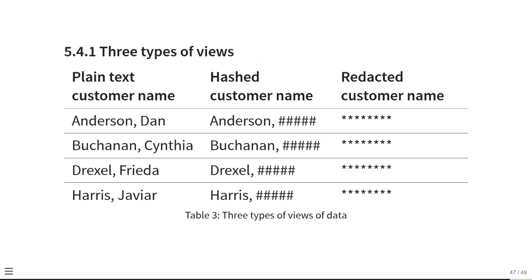And here we see 3 types of views of data, where on the left we see the plain text customer names. In the middle column, the first names of the customers have been hashed, and in the rightmost column they have been redacted altogether.